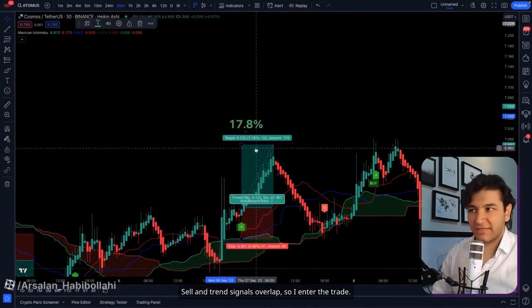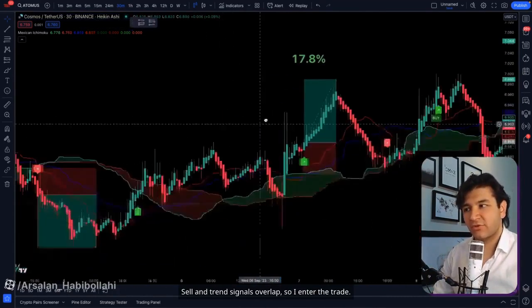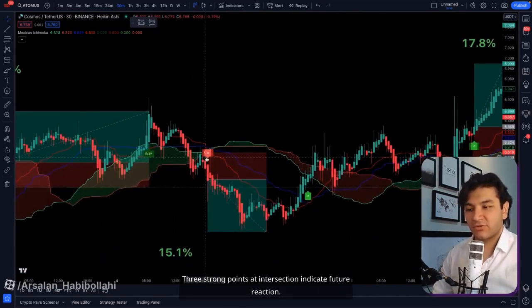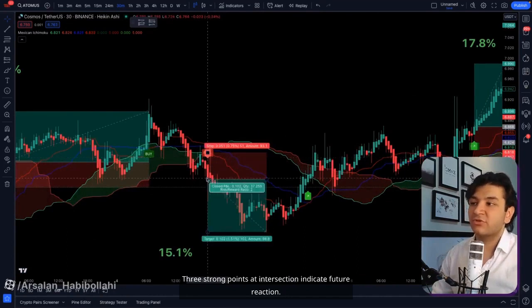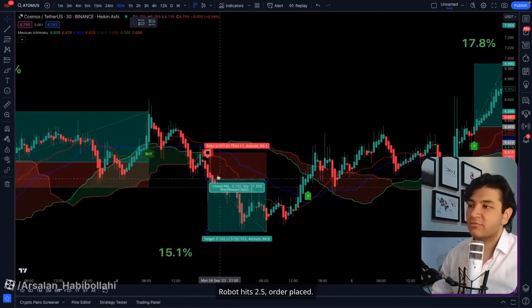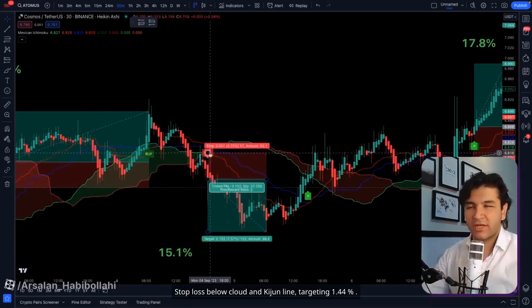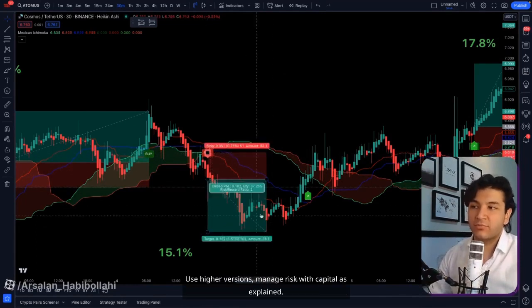Profit is 1.78%. Sell and trend signals overlap, so I entered the trade. Stop loss above the Kijun line and cloud. Three strong points at the intersection indicate a future reaction. The robot hits 2.5, order placed. It bounces back. The trend requires trade entry. Stop loss below the cloud and Kijun line, targeting 1.44%. It becomes 14.4 at 10.